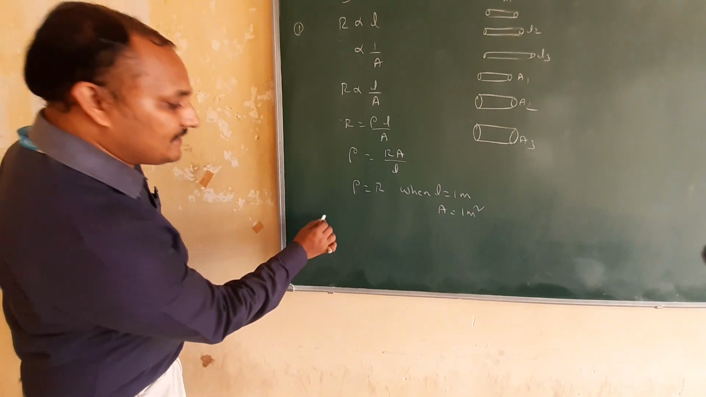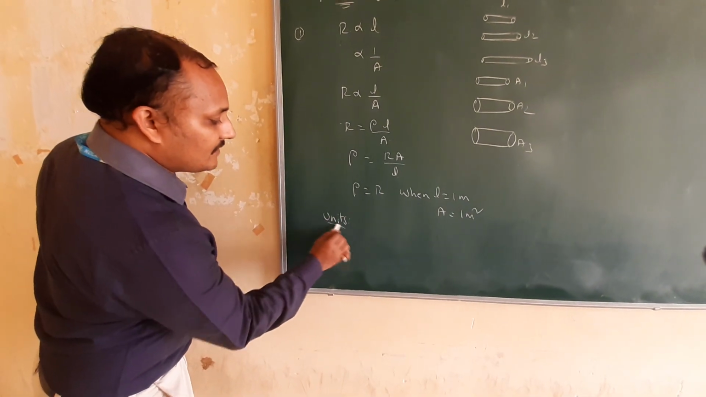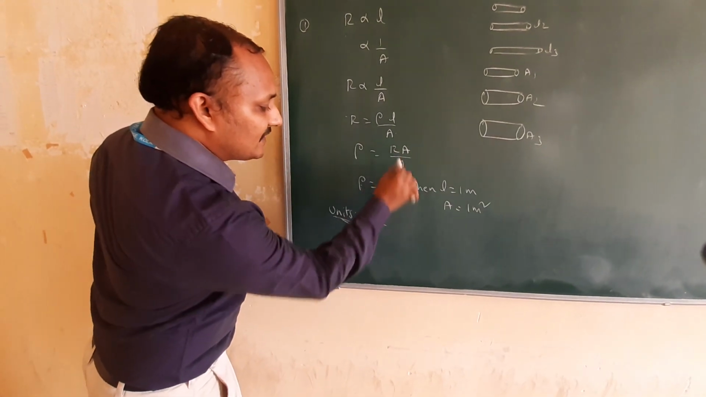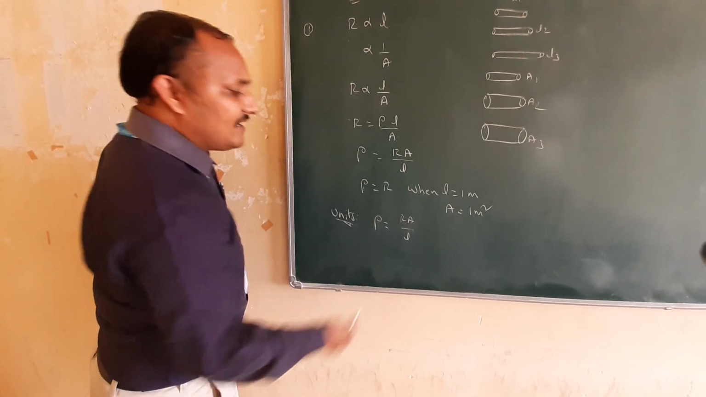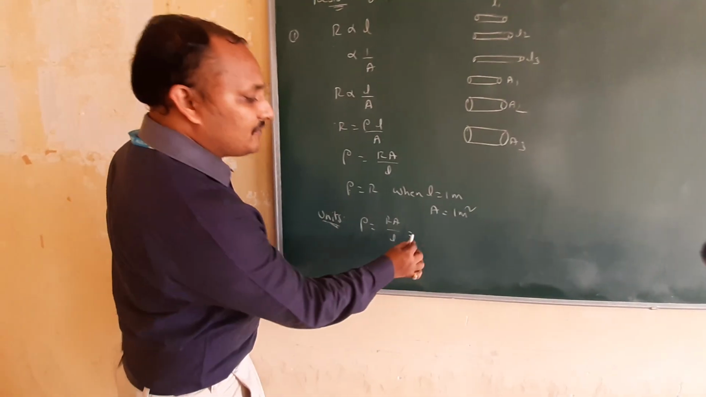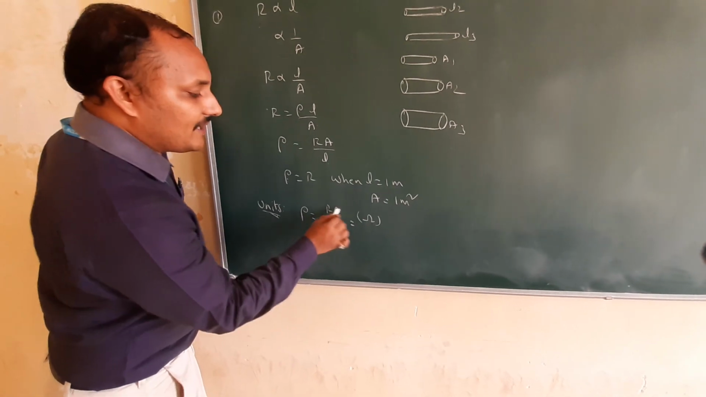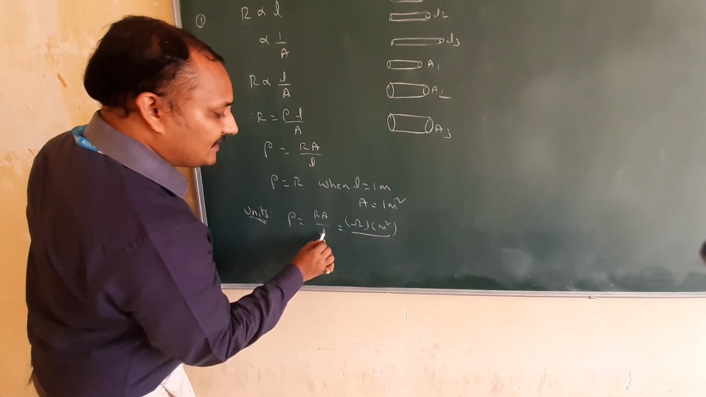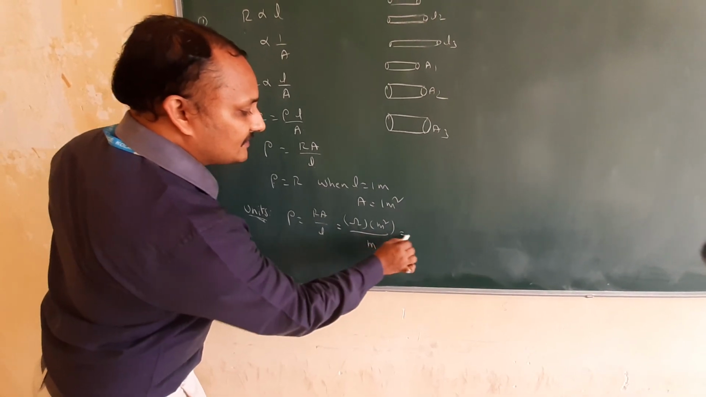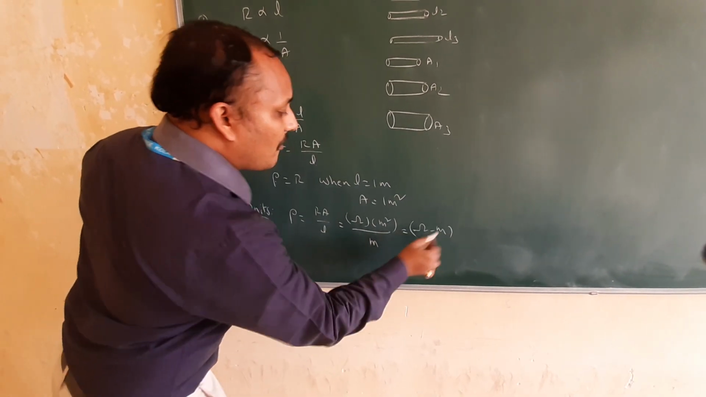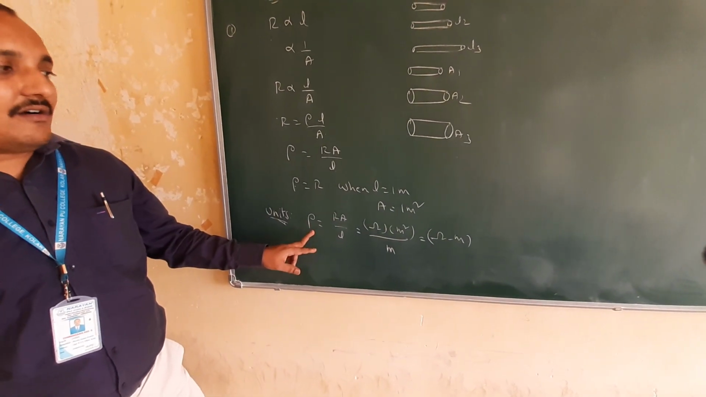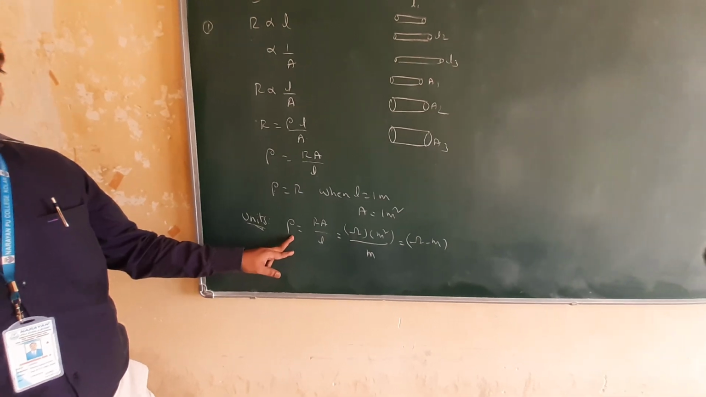What are the units of resistivity or specific resistance? Rho is equal to RA by L. Whenever you forget or are confused about units, if you remember the equation, you will get them. Resistance unit is ohm. Area unit is meter square. Length unit is meter. So 1 meter will be cancelled. Then ohm meter is the unit of resistivity or specific resistance. Okay.